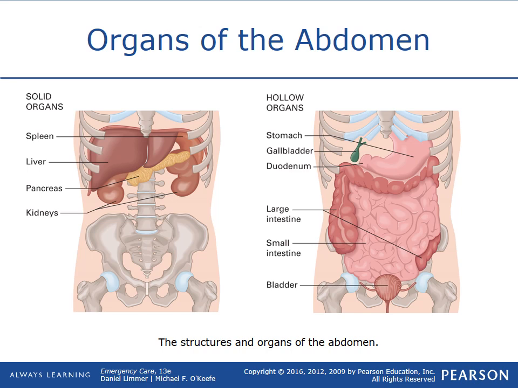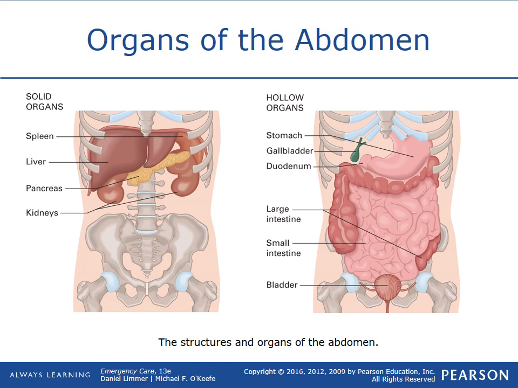You have solid organs and you have hollow organs. Solid organs are very vascular and bleed easily if injured. They're solid organs like the spleen, the liver, the pancreas, and the kidneys.